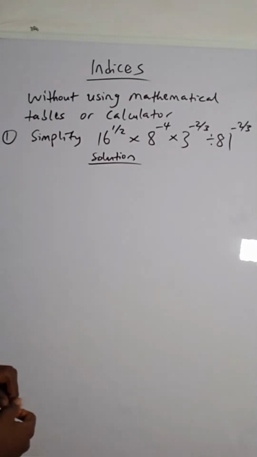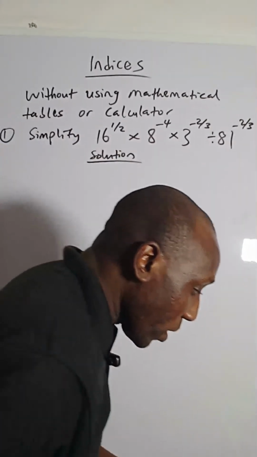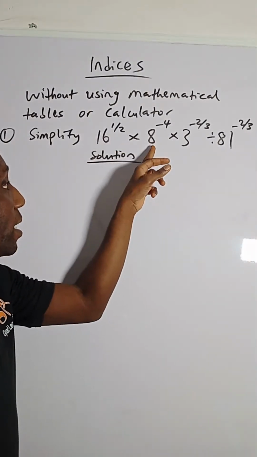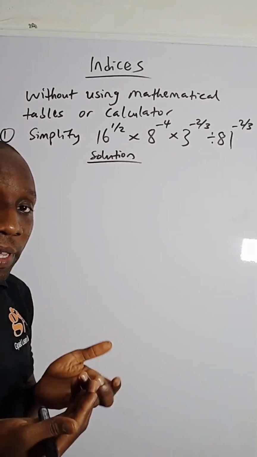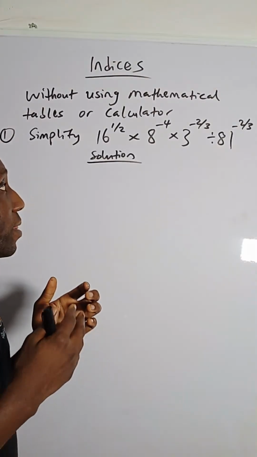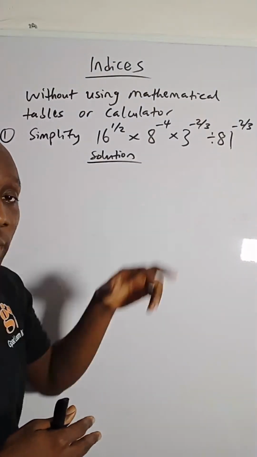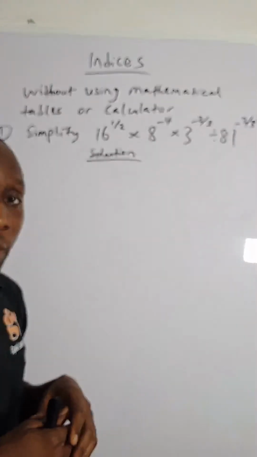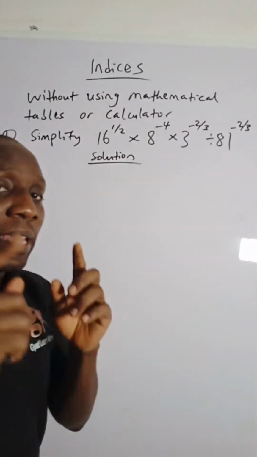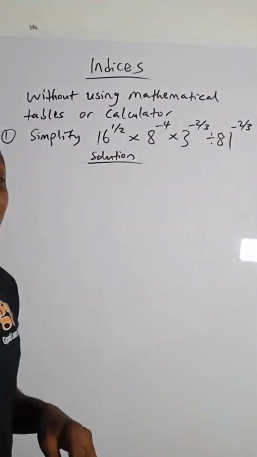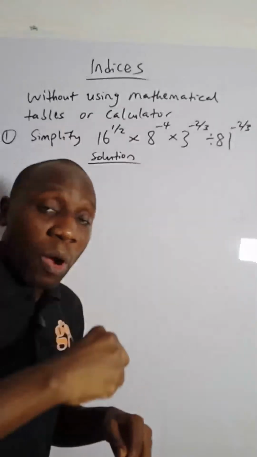Okay, so let's begin. Now, I want you to observe something critically. This is 16. This is 8. Can they have a unified base? So you can apply the multiplication law of indices. What about 3 and 81? Can we express 81 as a power of 3? Yes, we can. So for 16 and 8, we can express both of them as a power of 2.